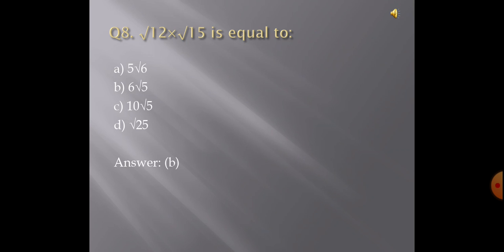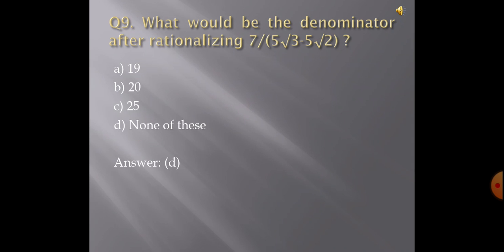Question number 8. Root 12 multiplied by root 15 is equals to. Now again you have to calculate it first and then take the correct answer. Question number 9. What would be the denominator after rationalizing 7 upon 5 root 3 minus 5 root 2? Now in this question you first have to rationalize this whole expression and then find out the denominator and take that denominator which comes after rationalizing it.